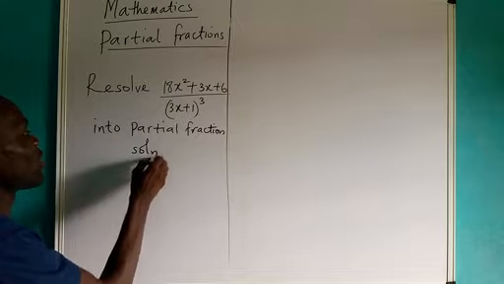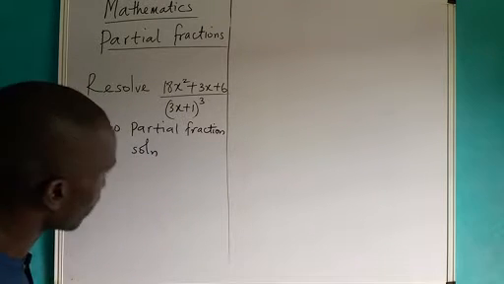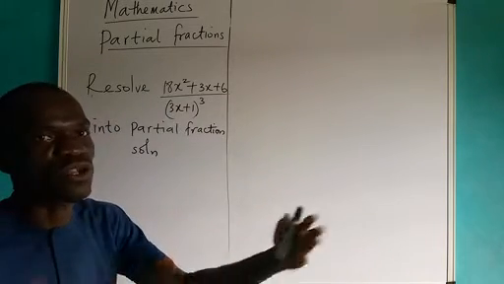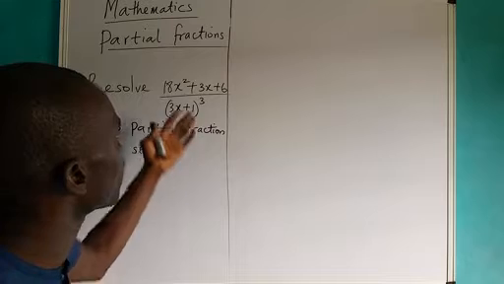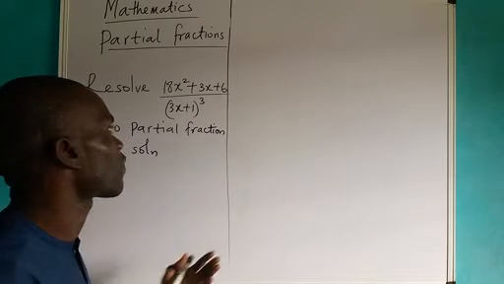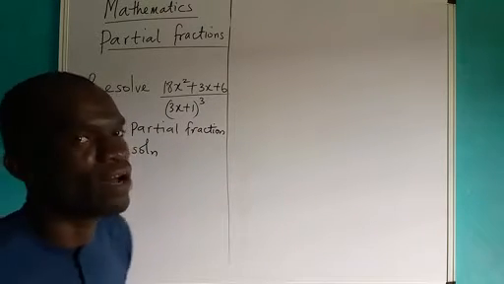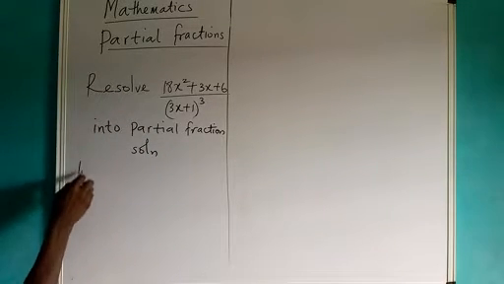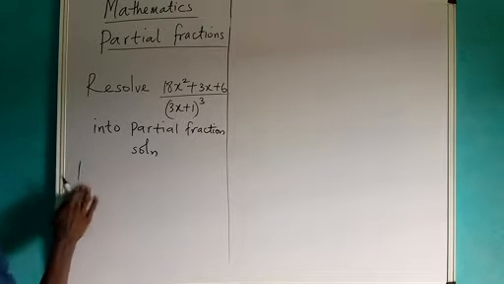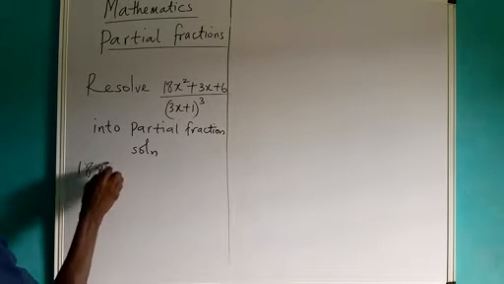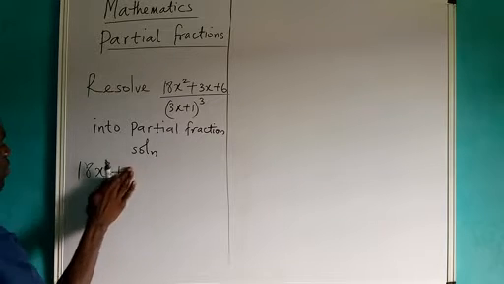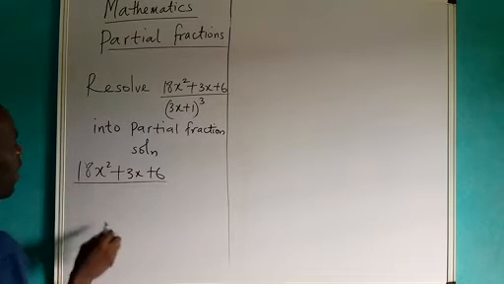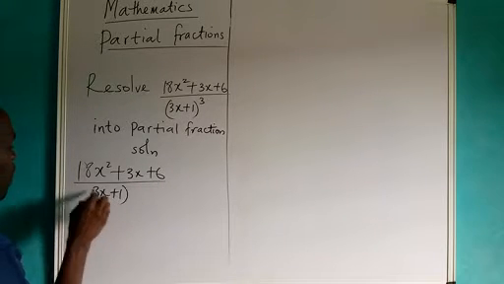How can we solve a problem like this? Remember, I've taught you how to solve partial fractions. We simply split it into other smaller fractions. It's very, very simple. To solve this one, let us start our solution like this: 8x squared plus 3x plus 6, divided by (3x plus 1) power 3.